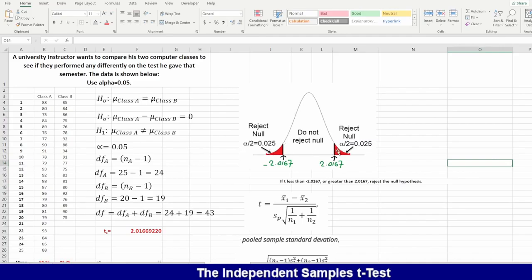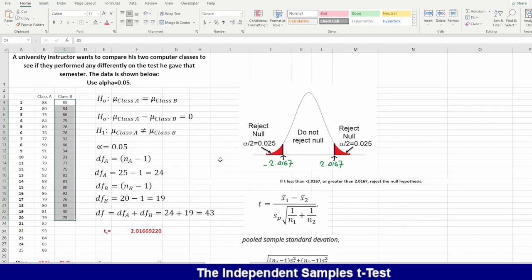Since it's two-tailed, we divide it into 2.5% to the right and 2.5% to the left, or exactly 0.025. The degrees of freedom: class A has 25 students or respondents, so its degree of freedom is 24, and the degree of freedom of class B is 19. The total degrees of freedom of this test will be 24 plus 19, which is 43.